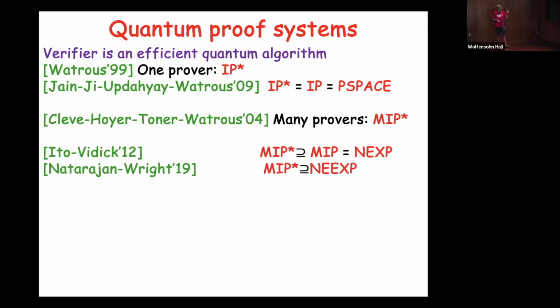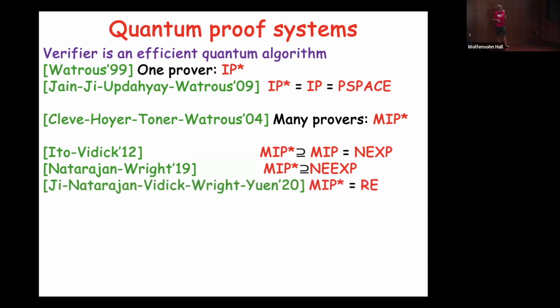A few years later, with a lot of techniques from both quantum computing and from classical interactive proofs and coding theory, Natarajan and Wright, on the right, show that actually you can do more. You can do double exponential time. So this was shattering, and now we really have to understand what these weird proof systems can do. And the famous theorem from a few years ago was that, I still read it and I still don't believe it, MIP star equals RE.